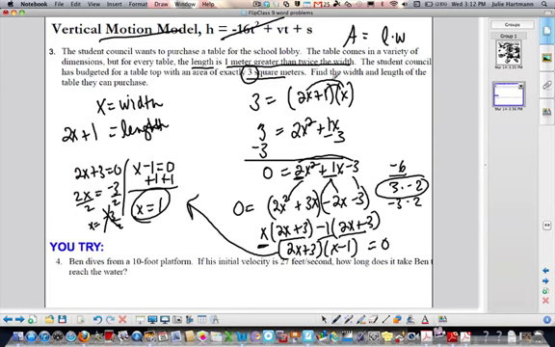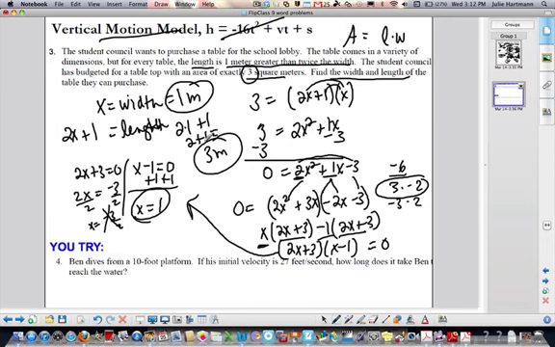So the problem says find the width and length of the table they can purchase. So x equals 1, that would be our width, so a width of 1 meter, and a length, 2 times 1 plus 1, 2 plus 1 is 3 meters. So we have a width of 1 meter and a length of 3 meters. And that's how you do word problems.